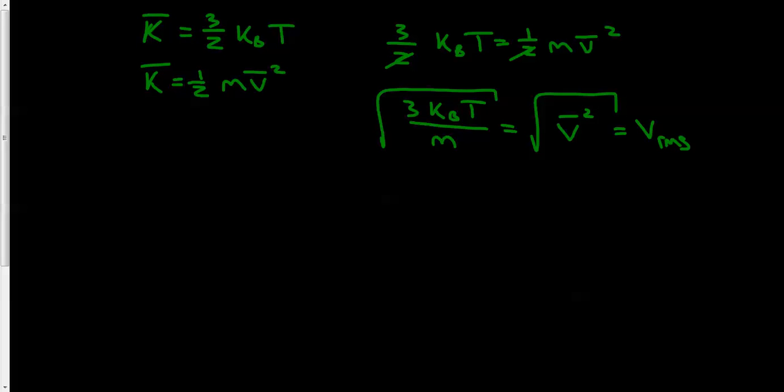So if you want to figure out the root mean squared velocity of some material, and it's at some temperature, and you know the mass of that material, you can figure out the root mean squared velocity from that.